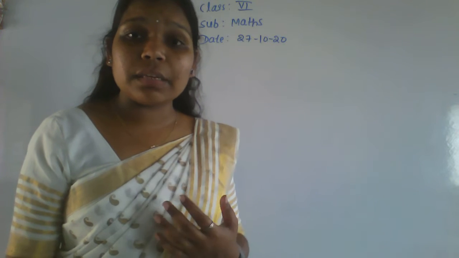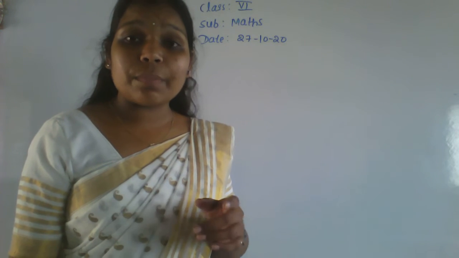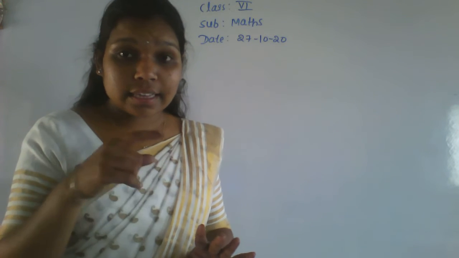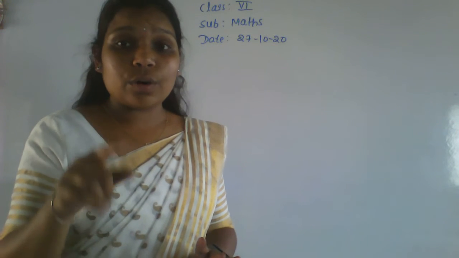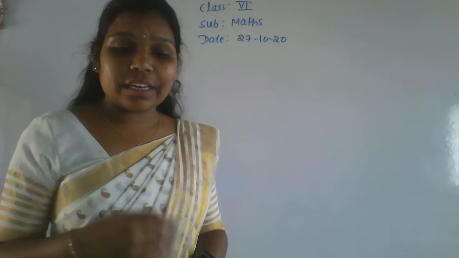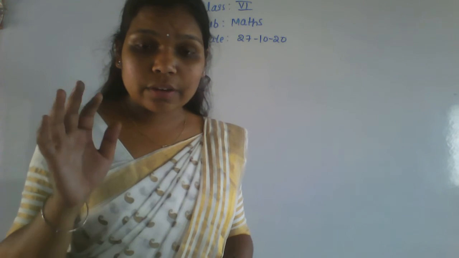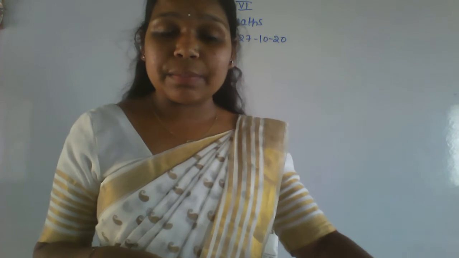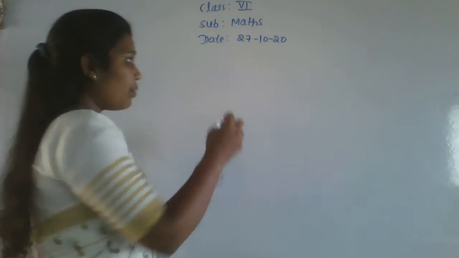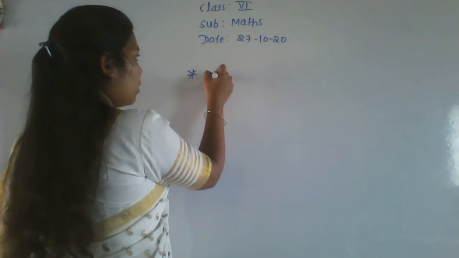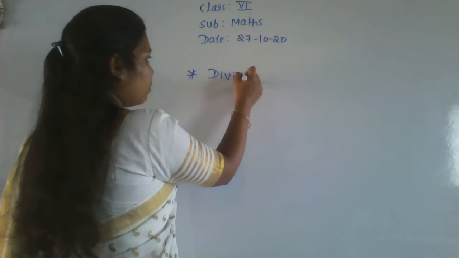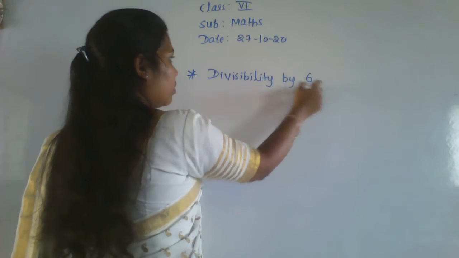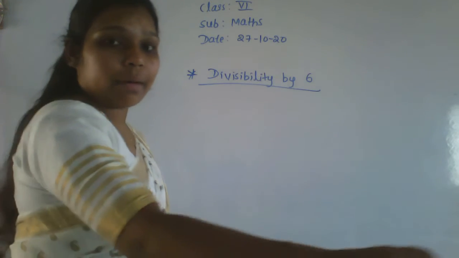Then we can say that number is divisible by 4. And after that, divisibility by 5. What is the rule? If a number is divisible by 5, then the last digit must be 0 or 5. Then we can say that it is divisible by 5. Okay. So next, today we'll start with the divisibility by 6.